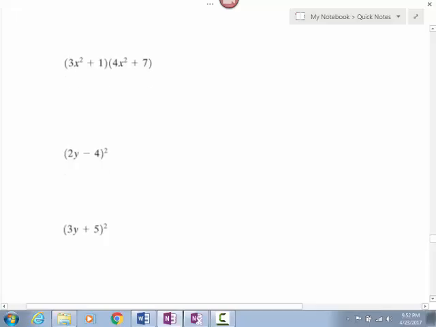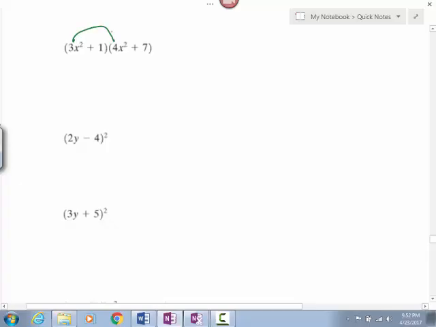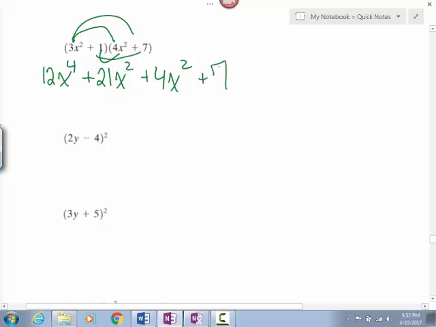So let's take a look at these next problems. Again, I'm still using my distributive property. So 3x squared times 4x squared should give us a 12x to the power 4. 3x squared times 7 is a 21x squared. Now 1 times 4x squared is just 4x squared. And 1 times 7 is just 7. So again, now we can go ahead and combine those two. So we have our 12x to the 4th plus 25x squared plus 7.